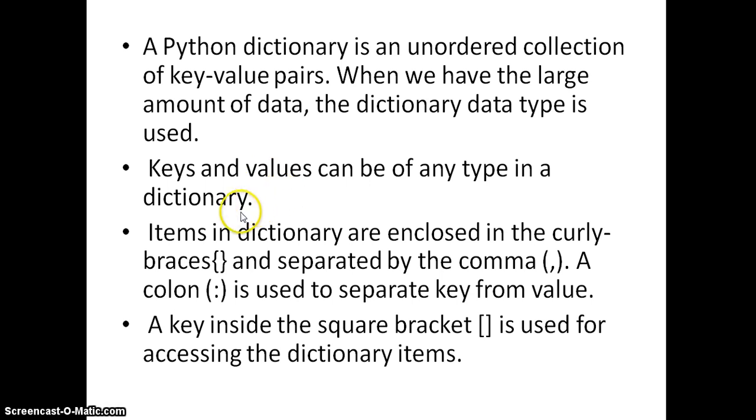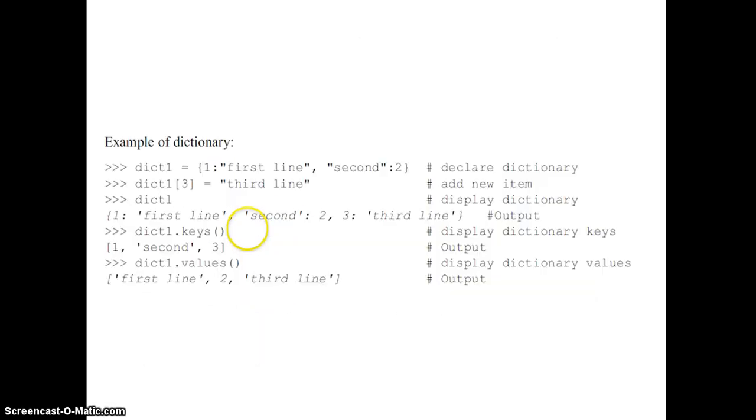Keys and values can be of any type in a dictionary. Here curly braces are used. So remember, for lists square brackets are used, for tuples parentheses are used, and for dictionary curly braces are used. This is the syntax for dictionary: 1 colon first line. Here 1 is the key, first line is the value, second is the key and 2 is the value. This is how keys and values are displayed.